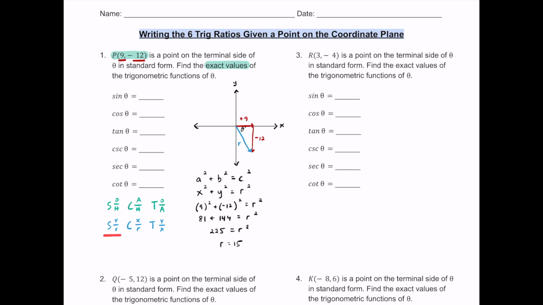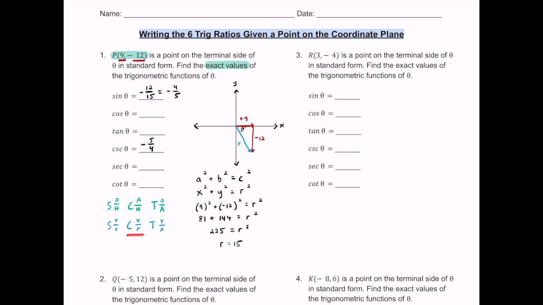So for the sine ratio, we know that's going to be y over r, or -12 over whatever we found r to be, which was 15. So we can write that as sine of theta is the ratio of -12 over 15, and then divide both by 3, or the GCF, and we're going to get -4/5. So -4/5 would be the ratio for sine. Now for cosecant, that's just going to be the reciprocal, so I'm going to flip that upside down right away. For cosine, let's see what cosine is.